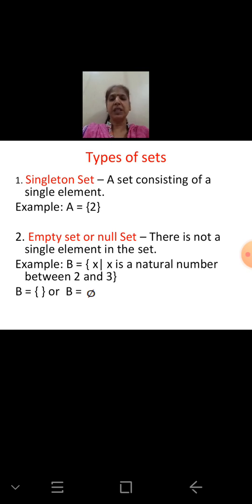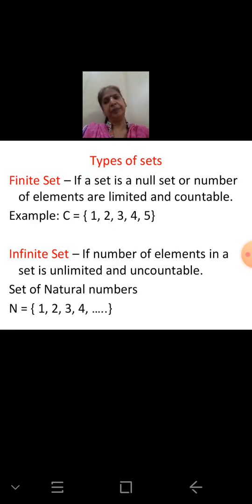How to write that empty set? Set B. So we write B equal to curly brackets, but there is no element in it. It is empty. Or we can also write B is equal to phi. This is the symbol of phi. It indicates an empty set. So if there is no single element, empty set. If there is one element, singleton set. Next one, finite set.